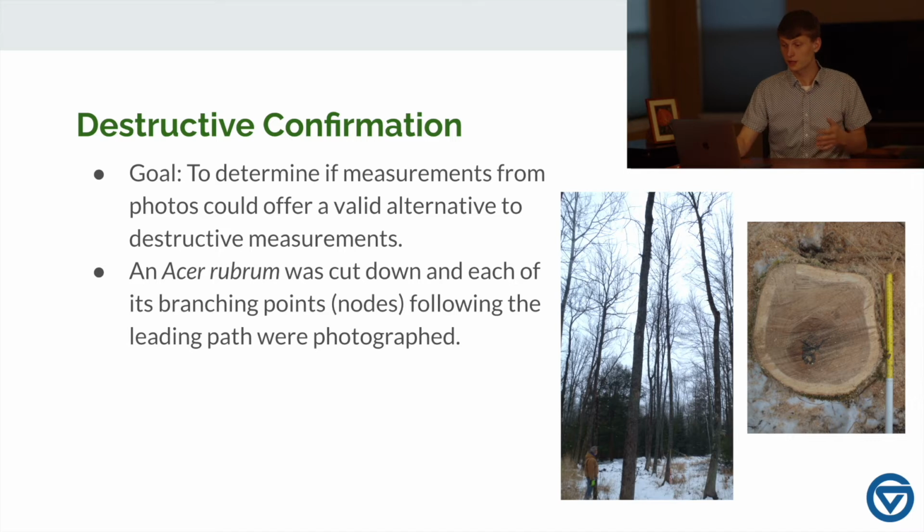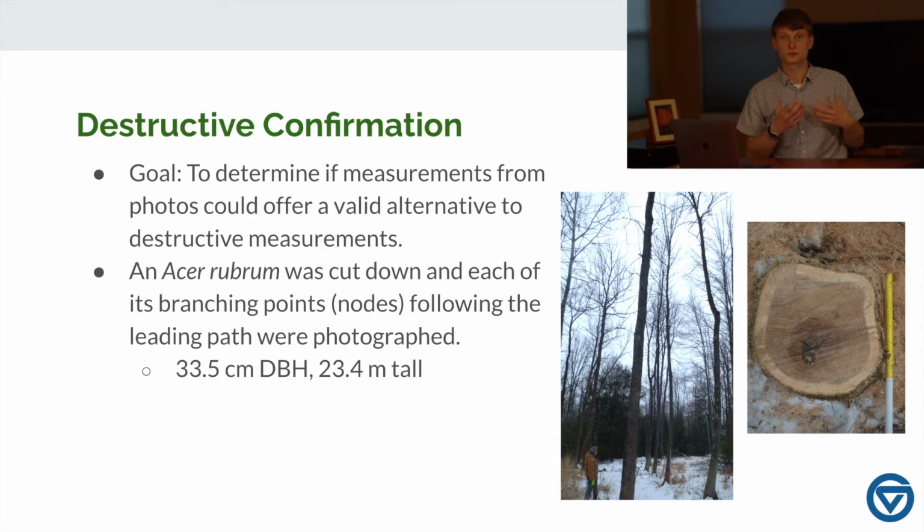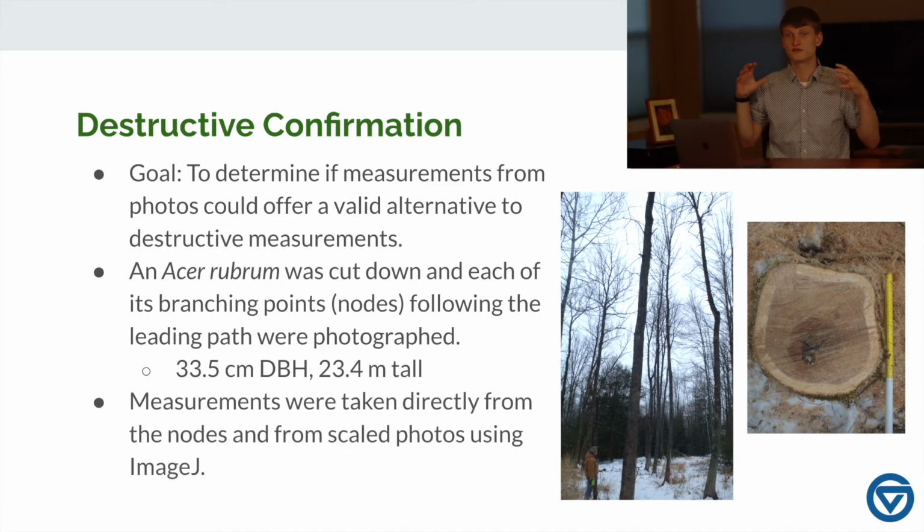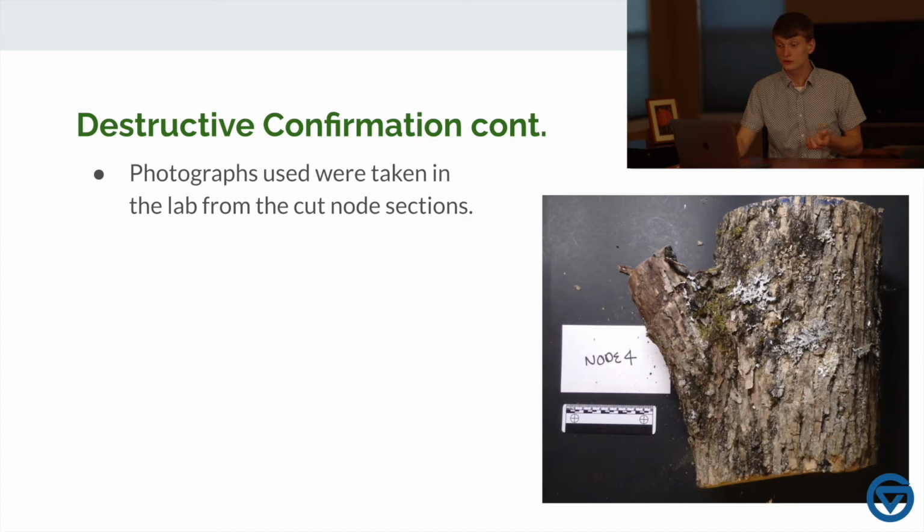We took an Acer rubrum. It was 33.5 centimeters in DBH and 23.4 meters tall. It was cut down at each of its branching points, which we call nodes. Following the leading path, nodes were photographed, and we took measurements physically, directly from the nodes, and from scaled photographs using ImageJ. The photos that we used were taken in the lab from cut node sections, as an example on the right there.